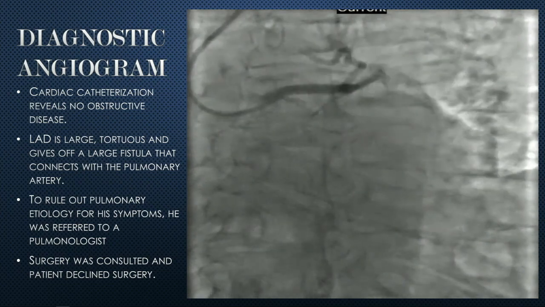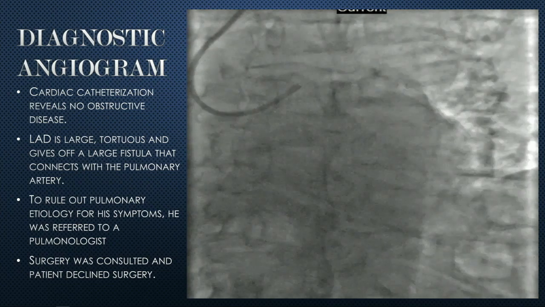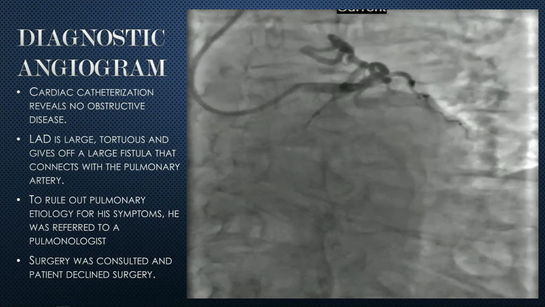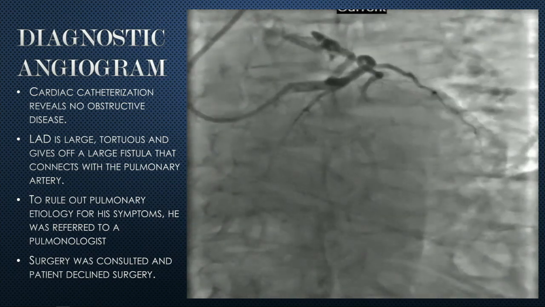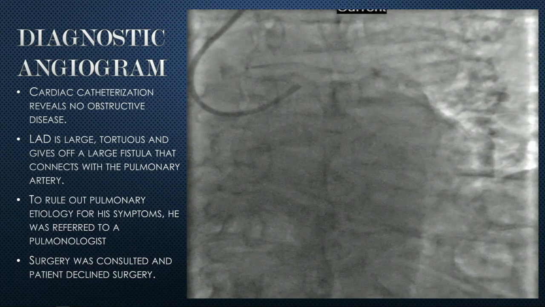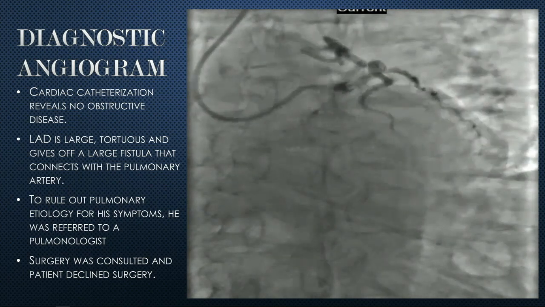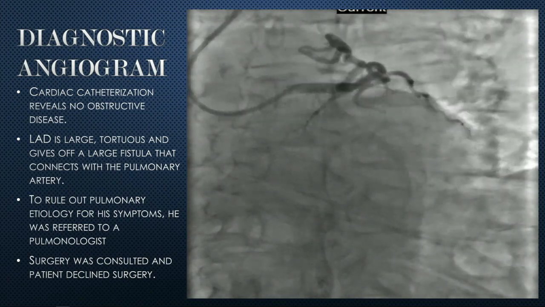At this point, we consulted a pulmonologist to rule out a pulmonary etiology, and it was found to have no parenchymal disease in his lungs. We also consulted surgery, however, the patient declined surgery as a closure option. So we proceeded with a percutaneous embolization of the fistula.